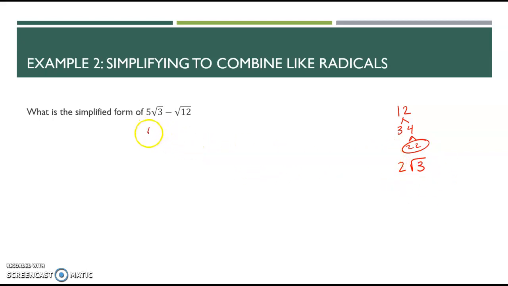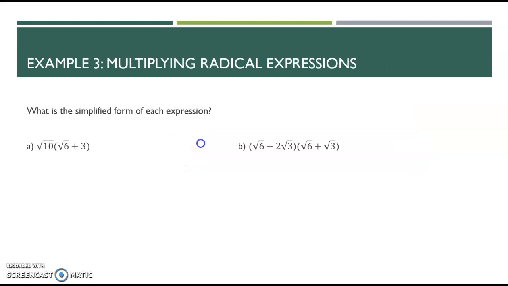So now I'm going to rewrite this as 5 square root 3 minus, and now I'm going to replace the square root of 12 with the 2 square root 3. So 2 square root 3. And now I can take 5 minus 2 and get 3 square root 3. And that is our answer. So again, when they're unlike radicals, we're going to simplify them and see if we can get them to be the same. Now, if I can't get them to be the same, then I just leave the expression as is. So we'll have some times where we'll see that.